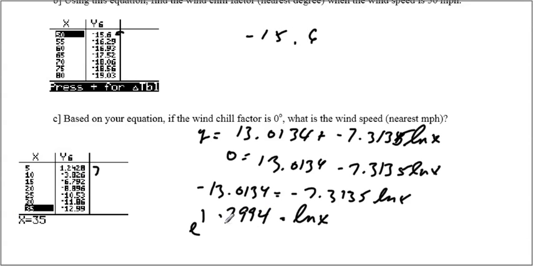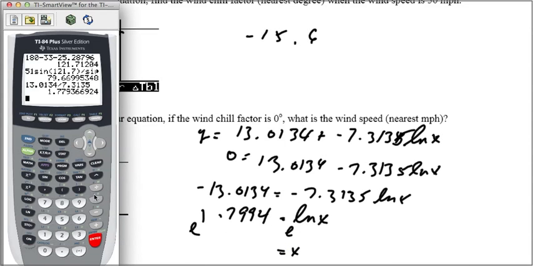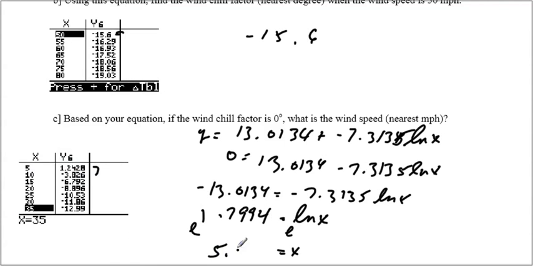And now we put both to the power of e, so we get e to that value is equal to x. So bring back up the calculator, so now we're going to go to e to the power of that answer. And we get 5.9261. Good. Done.